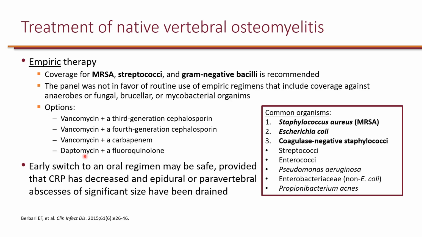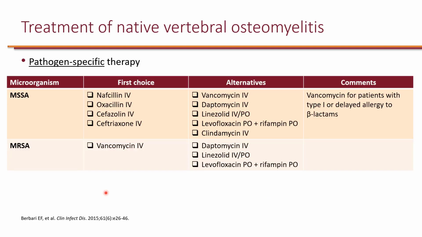Now keep in mind that early switch to an oral regimen may be safe provided that C-reactive protein has decreased and epidural or paravertebral abscesses of significant size have been drained. So basically that will indicate source control. Now, once the culture results come back, then it's important to switch empiric therapy to pathogen-directed therapy. And here are the recommendations for specific pathogens.